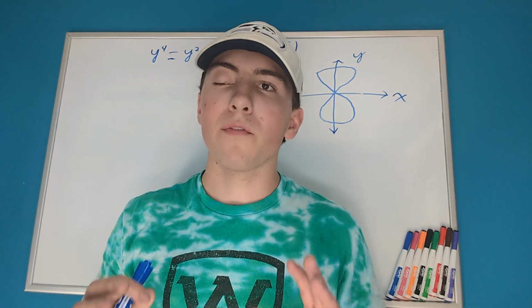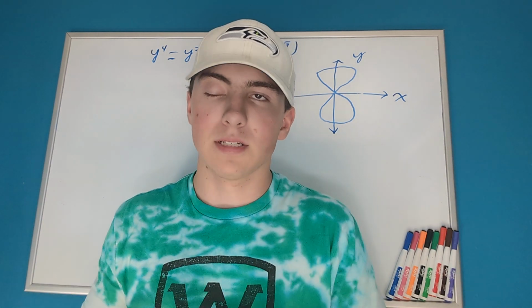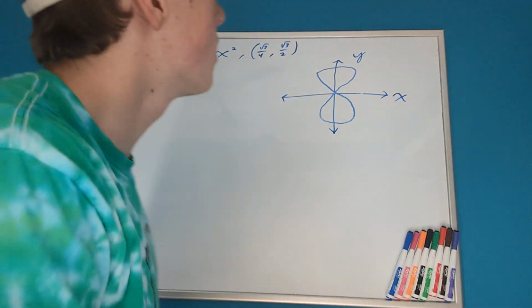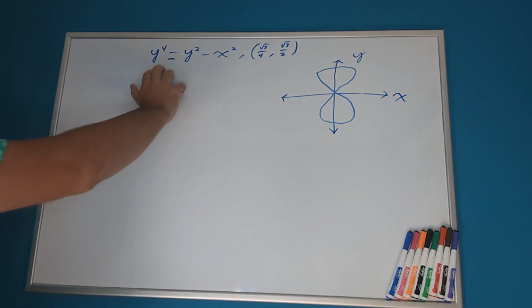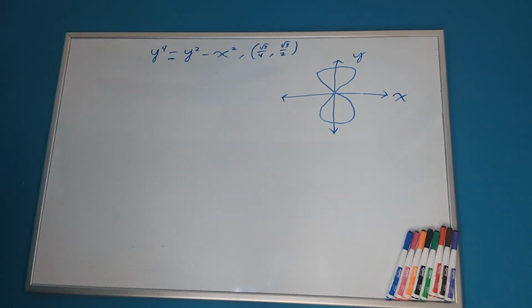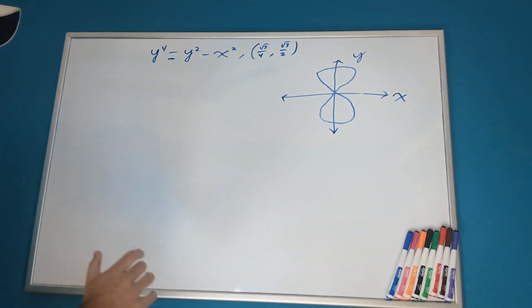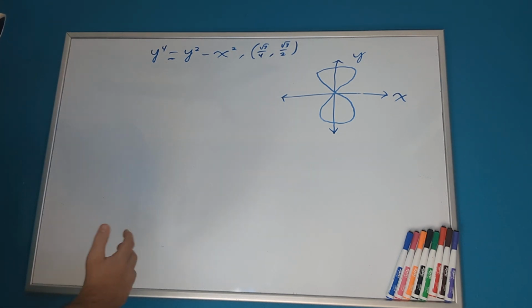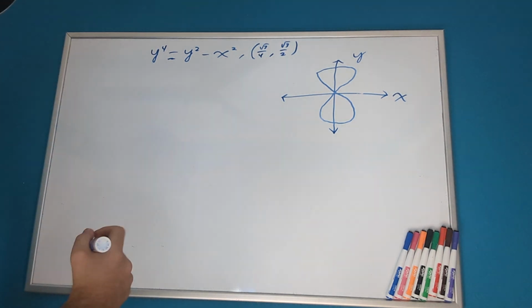Today, I want to talk about finding the slope of a function at a point through implicit differentiation. So let's say this is our equation: y to the fourth equals y squared minus x squared. This is what the graph of that looks like, and we're trying to figure out the slope of this graph at this point. So how do we do that?